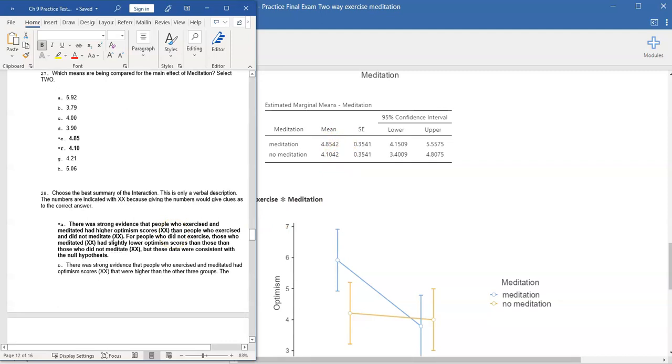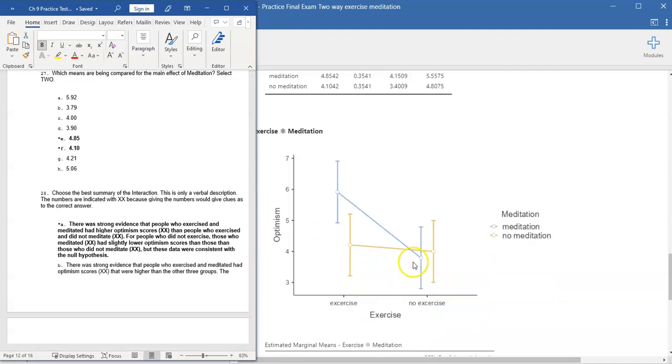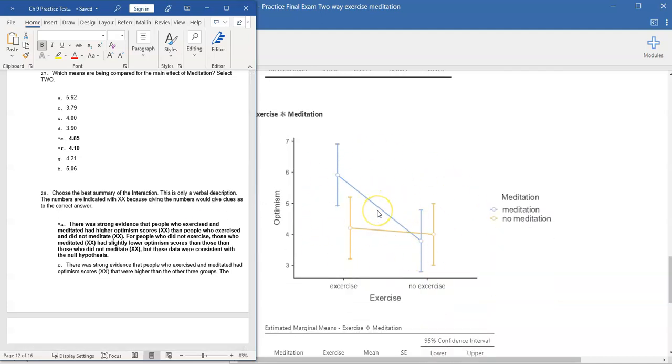Now choose the best summary for the interaction. Well, again, I think it's helpful to look at this and then also look at the simple effects analysis. So here's the correct answer, and let's take it a sentence at a time. There was strong evidence that people who exercised and meditated had higher optimism scores than people who exercised and did not meditate. So that's really talking about this comparison right here, comparing the people who meditated to the people who didn't meditate, but both groups exercised.